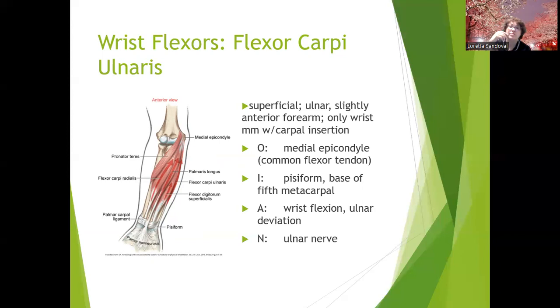carpal insertion. Instead of inserting on the metacarpal, it inserts on carpals, goes from the common flexor tendon at the medial epicondyle to the pisiform and the base of the fifth metacarpal. So the pisiform is really embedded in the tendon, and it's that little bone that you can feel at the corner, the ulnar corner of your palm, if you want to think of it that way. That's your pisiform. Wrist flexion and ulnar deviation, it gets the ulnar nerve.